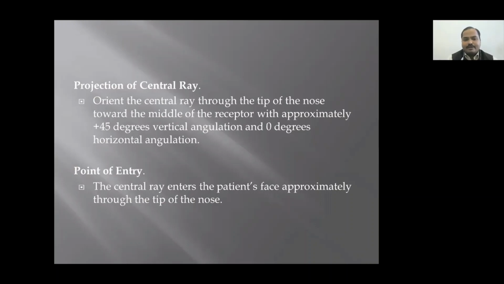And the point of entry of the central ray will be approximately through the tip of the nose. Okay, so these things you should remember: the angulation, the vertical angulation, what the central ray is, where it is projecting. It will be entering through the tip of the nose, and it will be taking up what parts of the teeth and the maxilla.